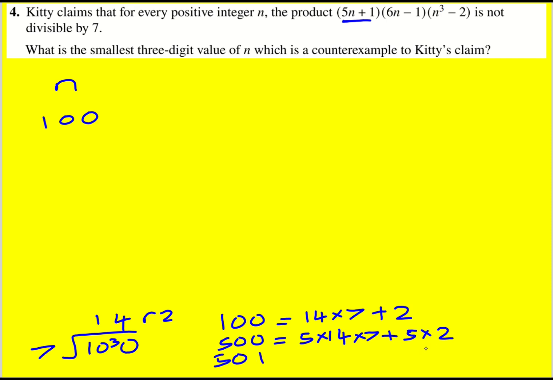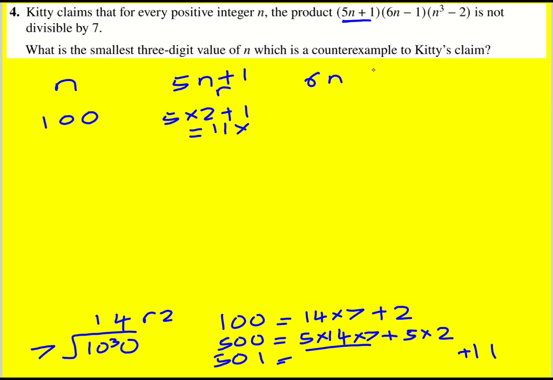So 501 is going to give us a remainder. We're just going to add another 1 on. So we've got our multiples of 7 here, then you'd actually be adding on 1. So just going to write 5n plus 1 remainder, and so the remainder is actually going to be 5 times 2 plus 1, which is then 11. So put a little cross there because that is not divisible by 7.